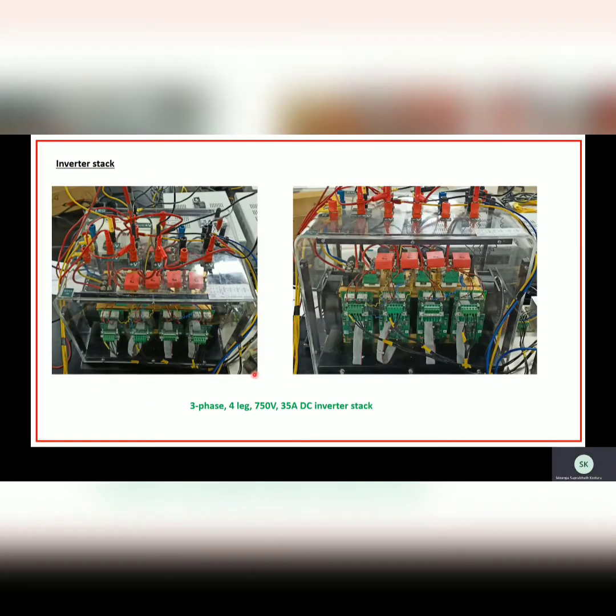And this is the inverter stack. This inverter stack is three-phase, 4 legs. You can see these are the 4 legs which are used: a three-phase, 4-leg, 750 volts and 35 amperes DC inverter stack. This total inverter stack combination consists of rectifiers at these terminals, then the electrolytic capacitor here, and then four inverter legs. In this we are only using a 3-leg inverter, because our schematic circuit diagram has a 3-leg inverter, so we are using 3 legs out of these 4 legs. These are the inputs for the pulses at the gate driver circuit.